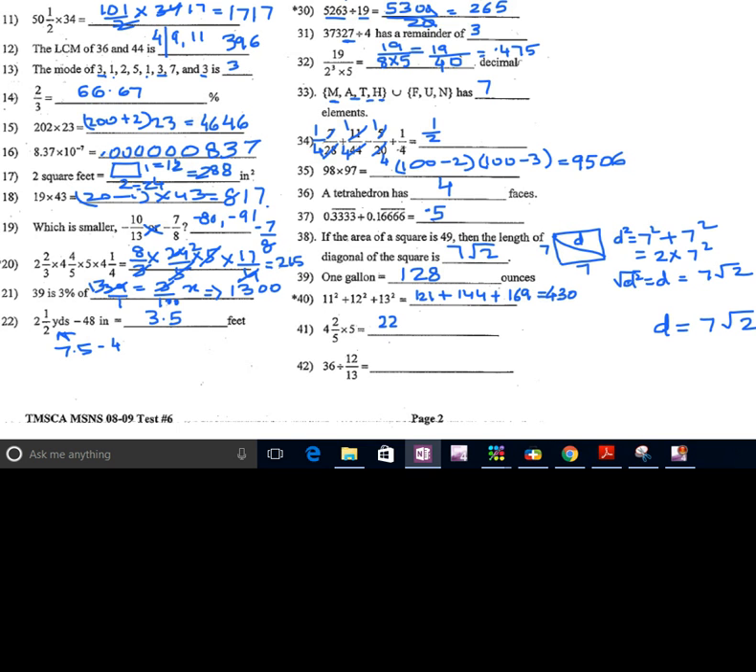What is 36 divided by 12 over 13? This is the same as 36 multiplied by 13 over 12, right? So what is 36 divided by 12? That's 3. And 3 times 13 is nothing but 39. So that's the answer.